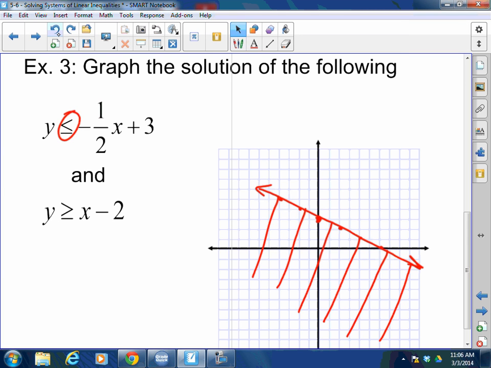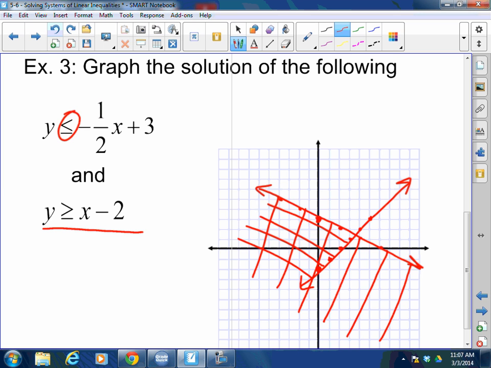Now, the second one. I'm going to do it in the same color just so you can see it pops out the same way. What's my y-intercept now? Negative 2. Now my slope. Up 1 over 1, up 1 over 1, up 1 over 1. Is it going to be dash or solid? Solid. Am I going to shade above or below? Above.